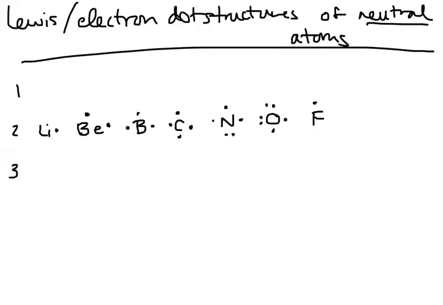Fluorine, it has 7, so it's going to have just 1 electron by itself. And finally, neon has a full octet. It's totally happy. It has all paired electrons. This denotes a full octet, a full valence shell.